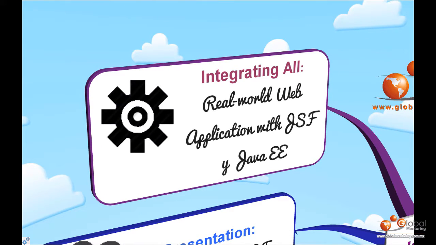Integrating it all. Real-world web application with JSF and Java EE. We will create a web application using JSF and integrate it with Java EE by deploying it in a Java application server. This application will have a three-layer architecture and will define perfectly the role of each technology in this practical application. JSF in the presentation layer, integrating it with EJBs in the business layer, and integrating it with JPA in the data layer. This application will serve as the basis for your own Java web and enterprise applications using JSF and Java EE.